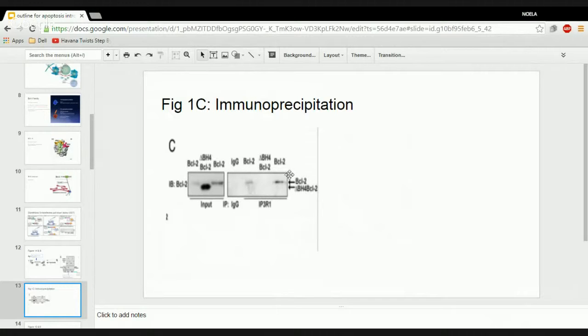Here to the right of the figure, you have the results, and we see that the BCL2 is able to bind to the IP3 receptor, but the BCL2 that does not have the BH4 domain could not bind to the IP3 receptor, so we did not get any precipitation. That's why we don't have a band on the gel.